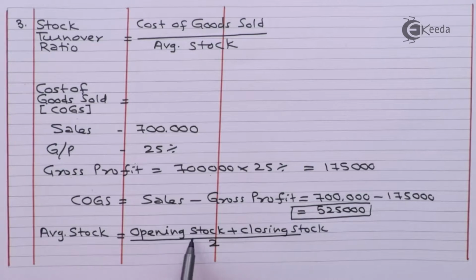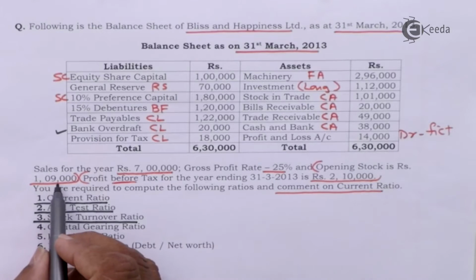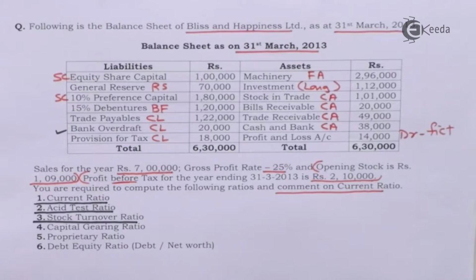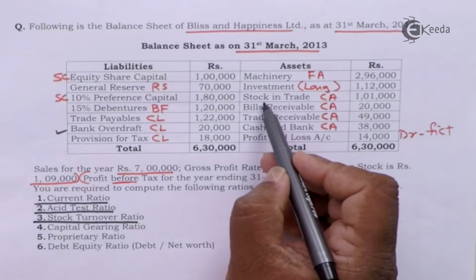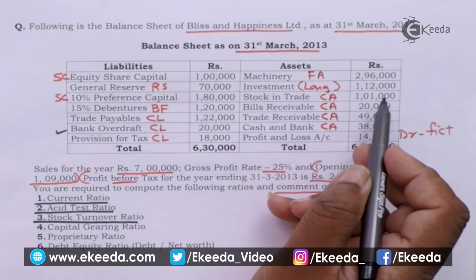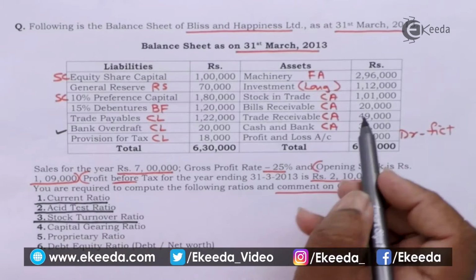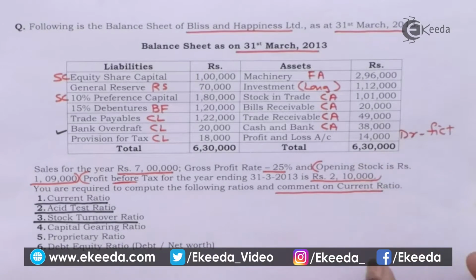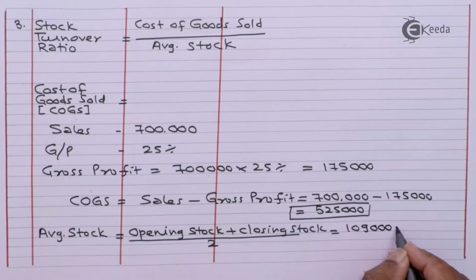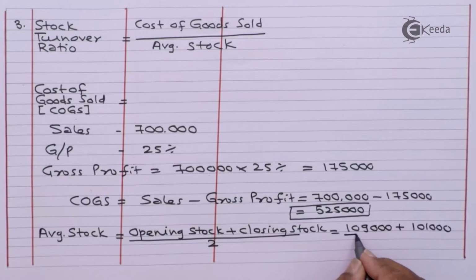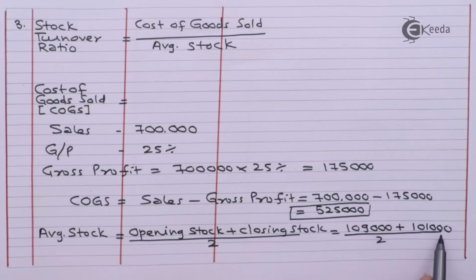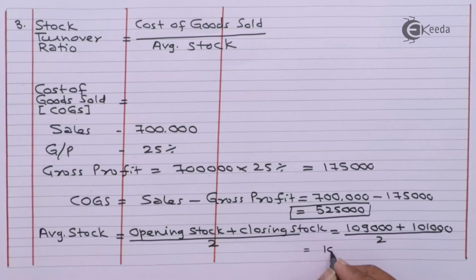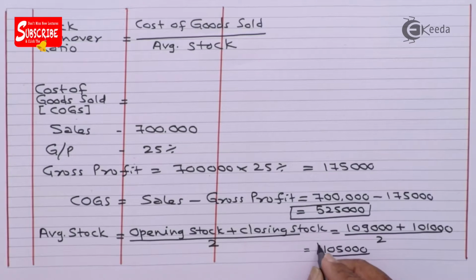Average stock is equal to opening stock plus closing stock divided by 2. Opening stock is given here 1,09,000. Closing stock we can get from balance sheet. This is a closing stock 1,01,000. So we have opening stock 1,09,000, closing stock 1,01,000. 1,09,000 plus 1,01,000 divided by 2. So average stock we have 1,05,000.